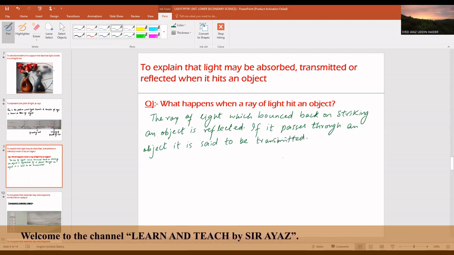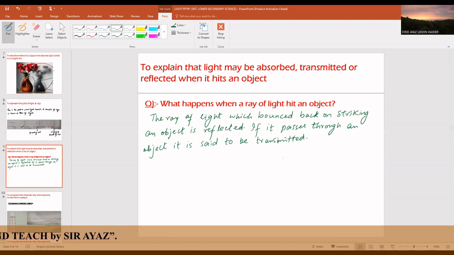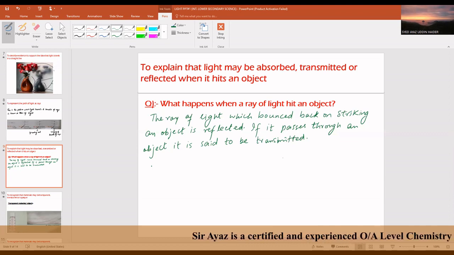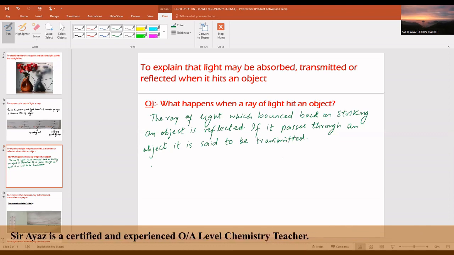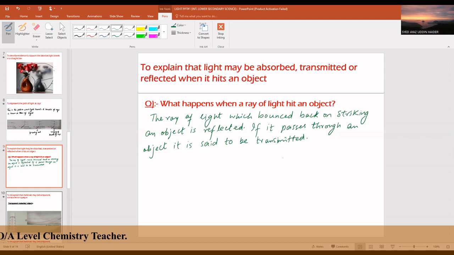Light can also be absorbed by some objects or materials, like black bodies absorb light and become hot.